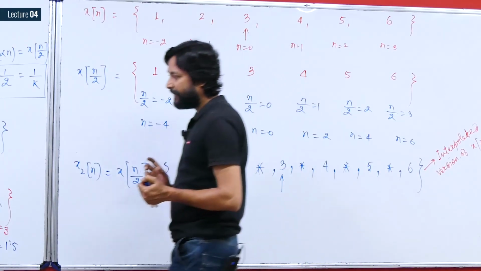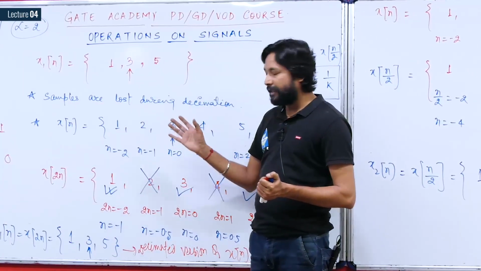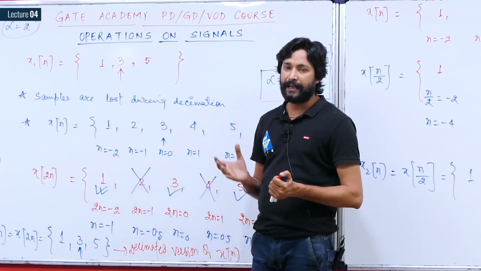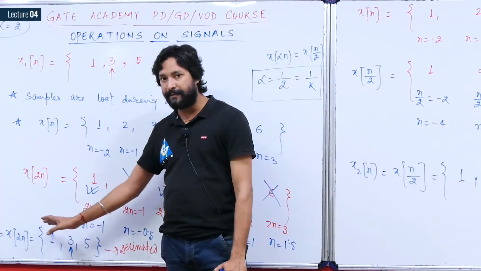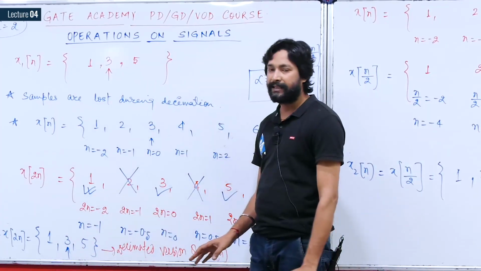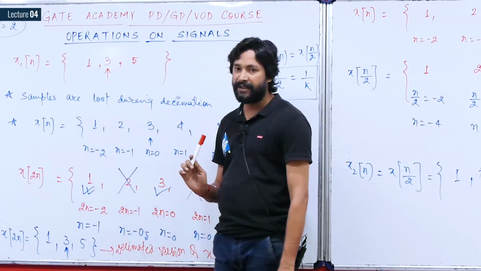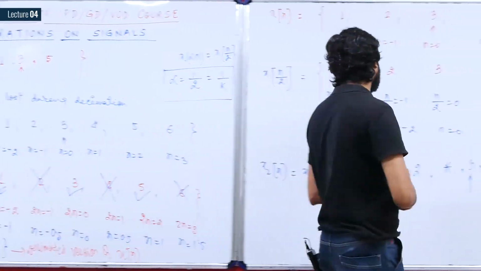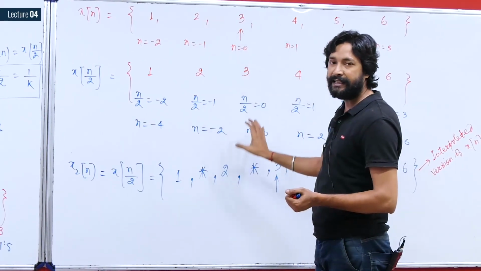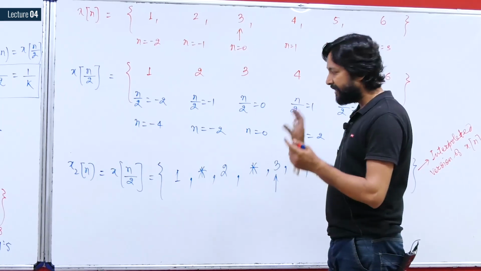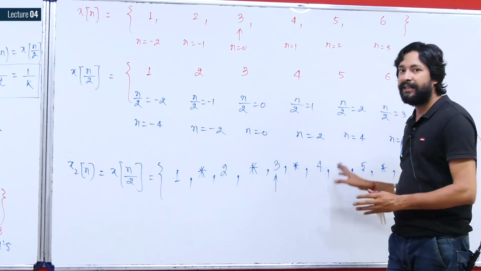What we can see is that if we are decimating, then samples are lost. If there were 6 samples in x of n, then after scaling by a factor of 2, that is after decimation, the number of samples gets reduced, and therefore we have written that samples are lost during decimation. But in interpolation, if there were 6 samples in x of n, all of those 6 samples are contained in signal x of n by 2 also, and apart from those samples, we have to append some values in between the samples.